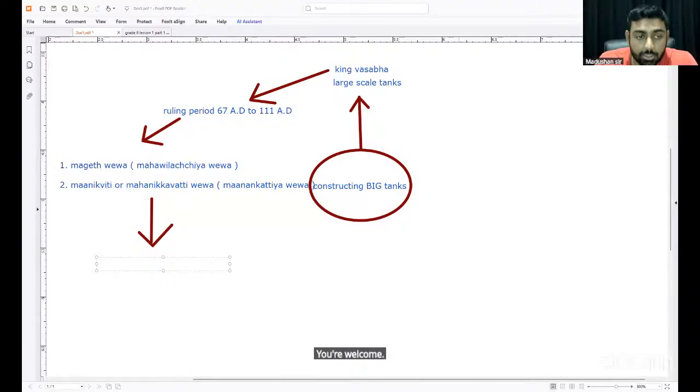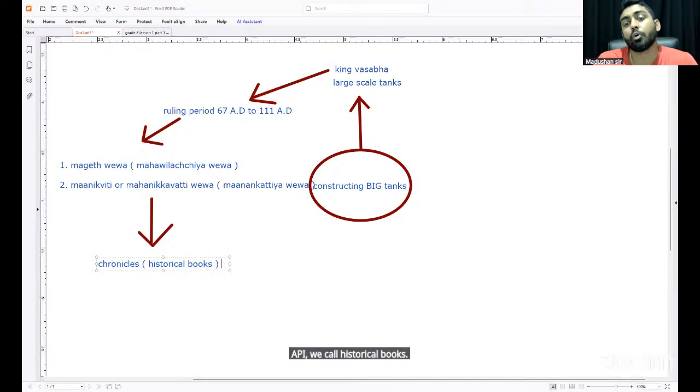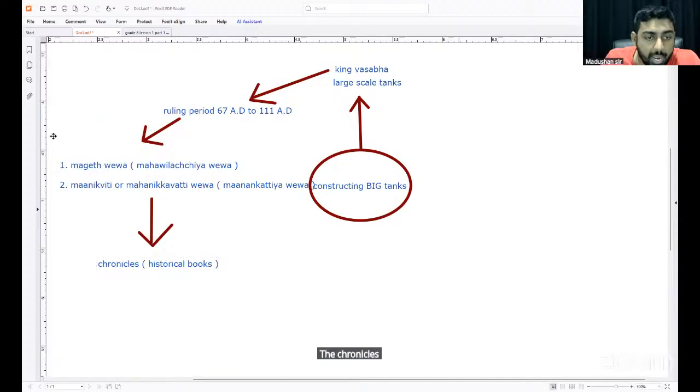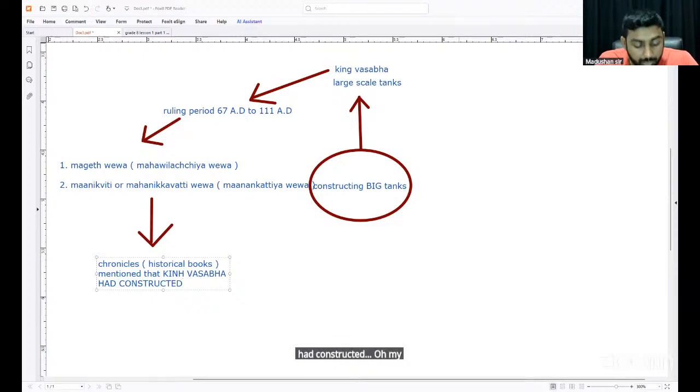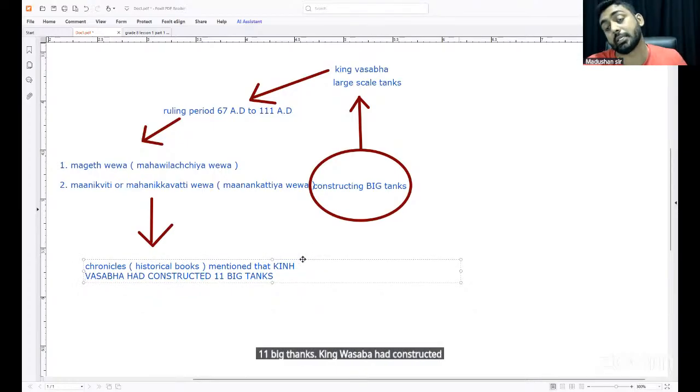Yeah, the chronicles. What is known as chronicles? They are sort of like books, a bigger version. We call them historical books. The books that mention history we call chronicles. The chronicles mention that King Vasabha had constructed, oh my God, 11 big tanks. Wow. 11 big tanks. King Vasabha had constructed 11 big tanks.